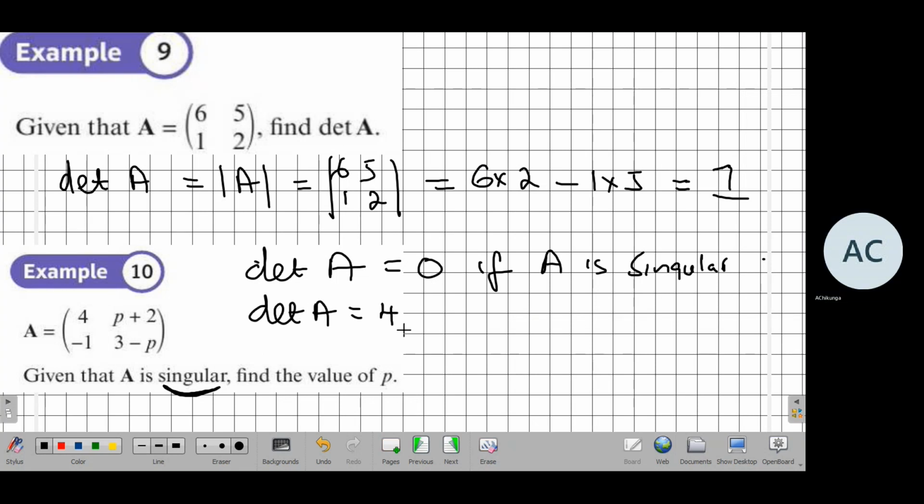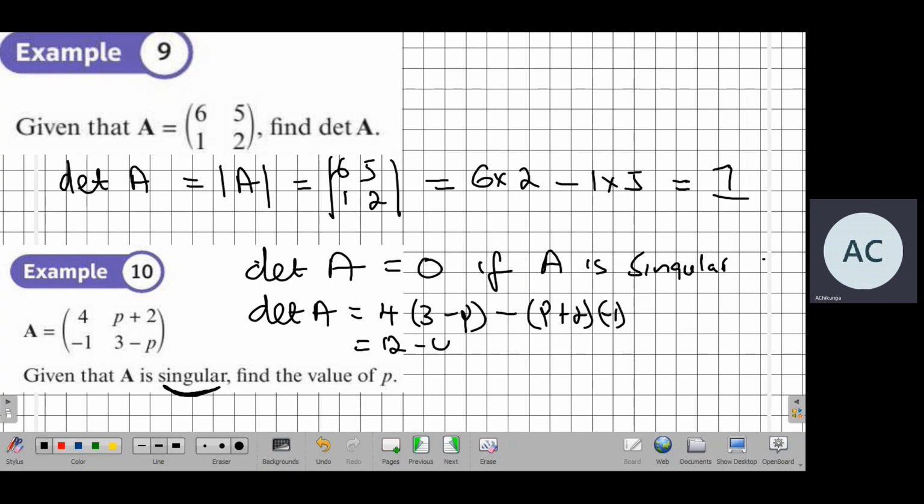is 4 times 3 minus P, minus, then what? P plus 2 times minus 1, like this. And what do we actually get there? 12 minus 4P plus P plus 2, which is just equivalent to 14 minus 3P. This is the determinant of this matrix. But we have been told that it is a singular matrix. Therefore, this implies that 14 minus 3P is equal to 0.